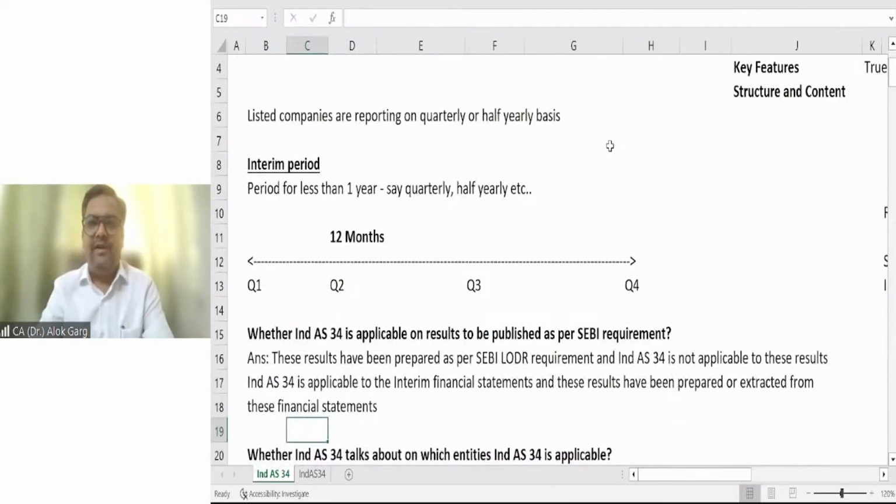Generally, this standard is relevant from the listed company's perspective. But sir, if an unlisted company wants to prepare its quarterly financial statement and publish it on its website as part of good corporate governance, yes, Ind AS 34 will be applicable to those interim financial statements. Whomsoever is preparing interim financial statements, Ind AS 34 will be applicable, right?